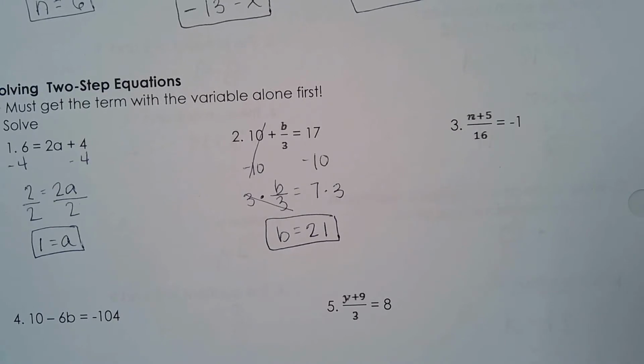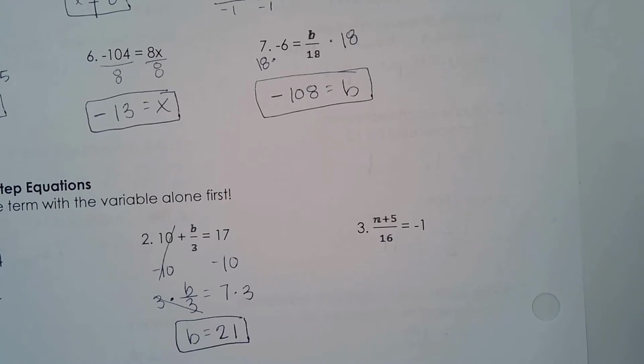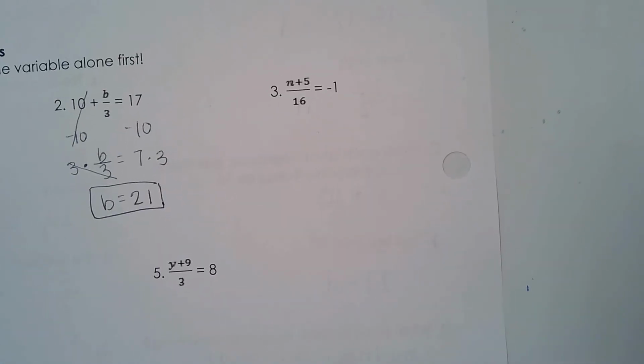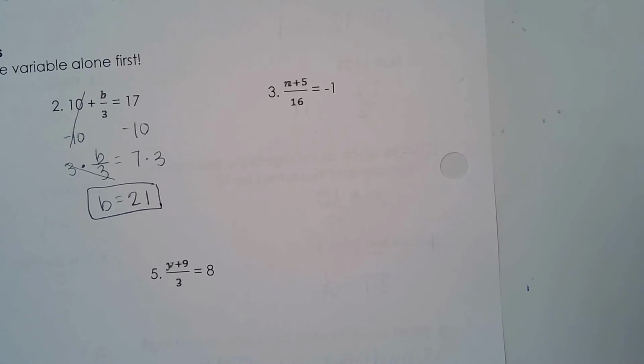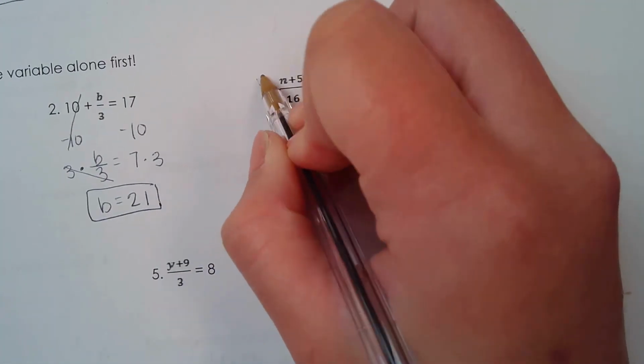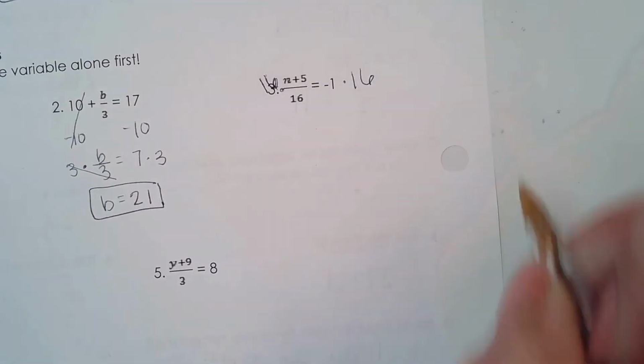Questions? Alrighty, so for number 3, this one's a little bit different. So we have n plus 5 all divided by 16 equals -1. So we have a big fraction there. Do we want fractions? How do we get rid of them? Multiply, yeah? So multiply by what? 16. So if we multiply this side by 16, my pen's not writing. We have to multiply this side by 16.